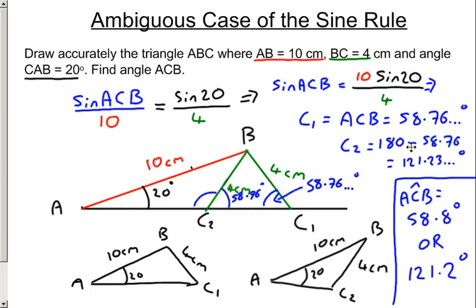Because we have this ambiguous case, we don't know which triangle we're dealing with. And this happens when we have the scenario where it's an SSA triangle. So we know two sides and an angle not between those two sides. It doesn't always happen, but it can happen, and we need to be aware that it can happen. Now let's have a look at a second example.